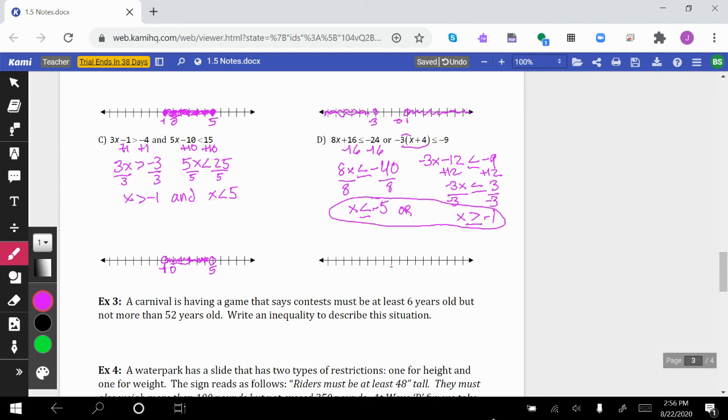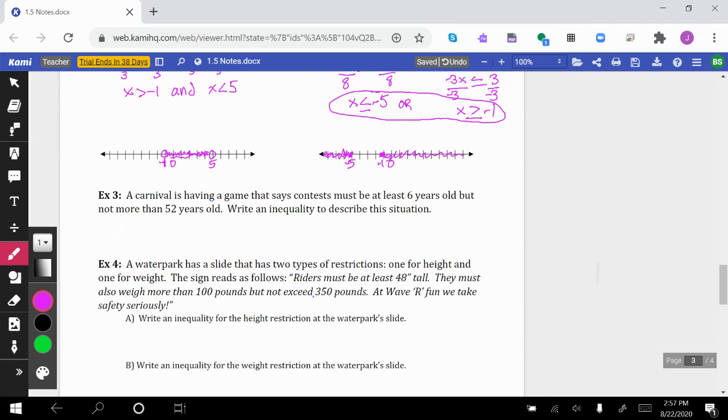We'll plot our 0, plot our -1, and plot our -5. Both of these get shaded. And we're going to shade to the left of -5 because we want numbers that are smaller than that. And we're going to shade to the right of -1. Okay? Awesome.